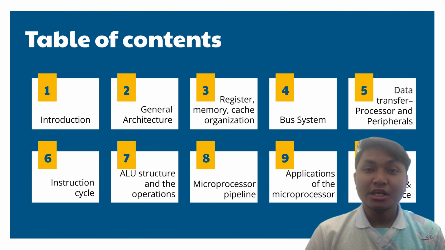In this presentation, we will explore its general architecture, including registers, memory, cache organization, the bus system, data transfer mechanisms, the instruction cycle, the arithmetic logic unit (ALU), and the processor pipeline. We will also discuss its applications, such as general computing, multimedia playback, light gaming, and office productivity. Let's delve into the capabilities and impact of the first generation Intel Core i3 540 microprocessor.